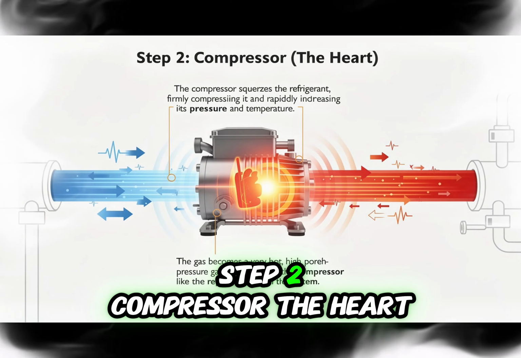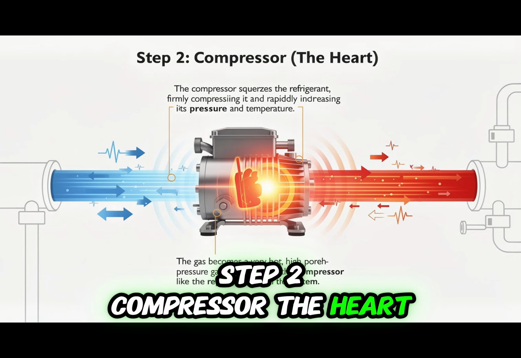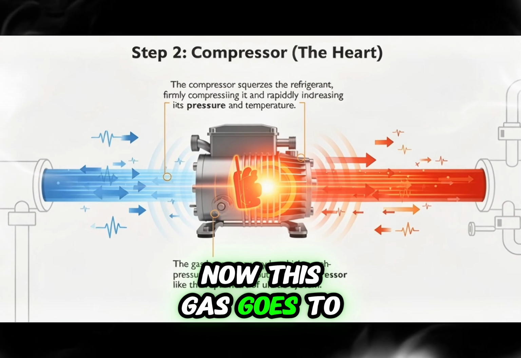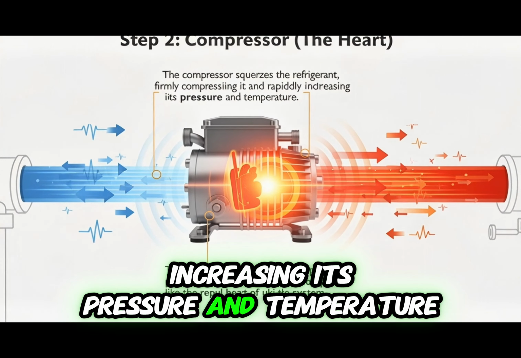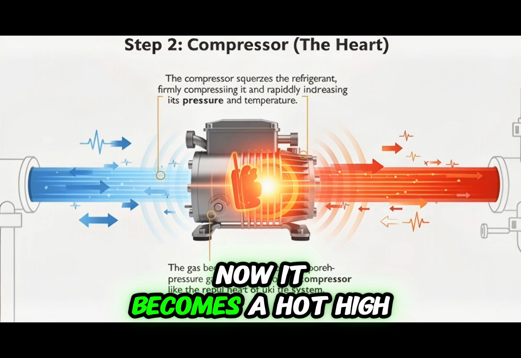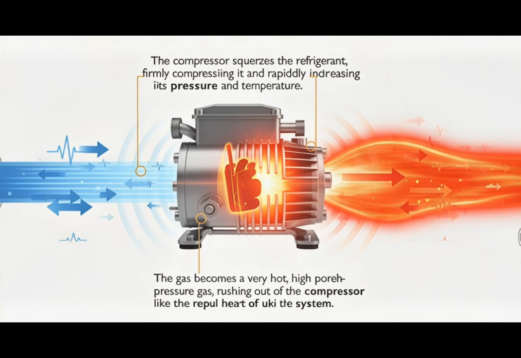Step 2. Compressor. The heart. Now this gas goes to the compressor. The compressor squeezes it, increasing its pressure and temperature. Now it becomes a hot, high-pressure gas.